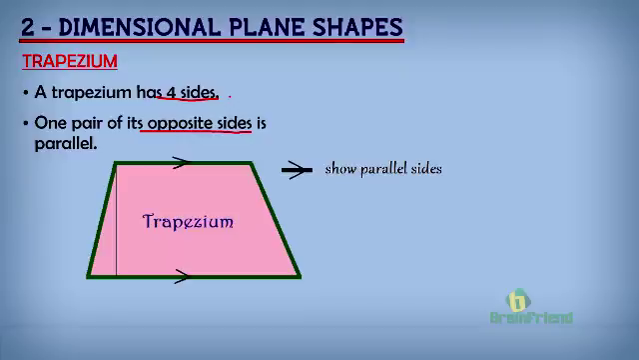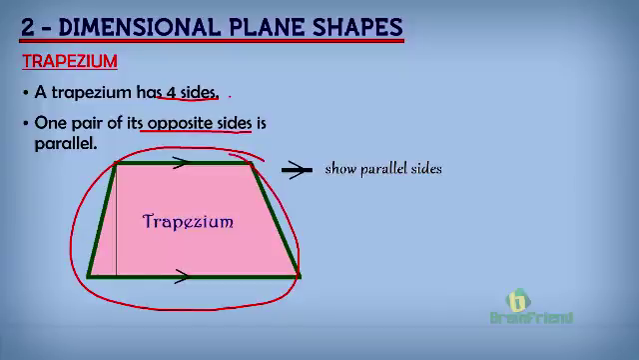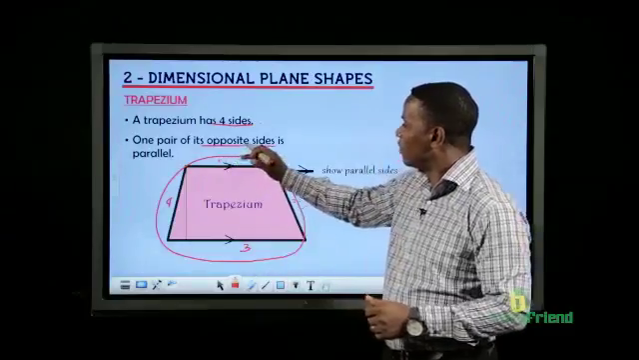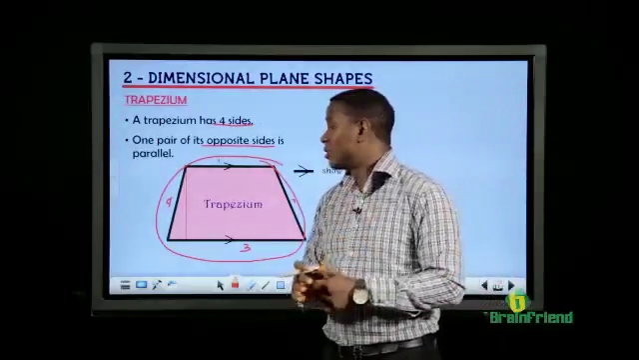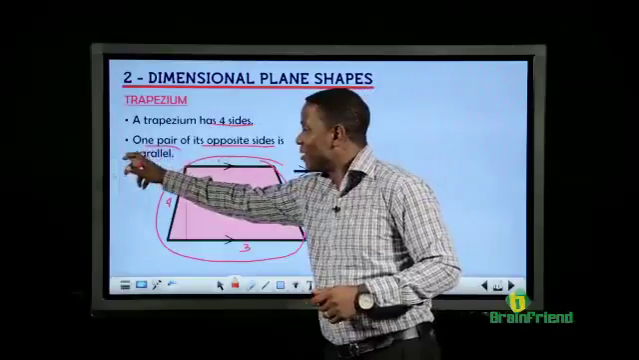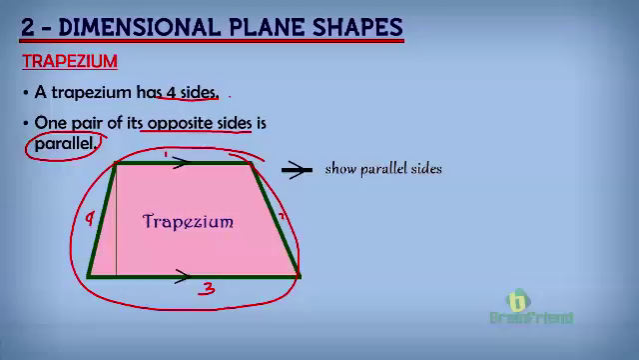This is an example of what a trapezium looks like. So we have 1 side, 2 sides, 3 sides, and 4 sides. But a pair of its opposite sides are what? Parallel. Now we've learned what this word parallel means. The opposite sides here would be 1 and 3.